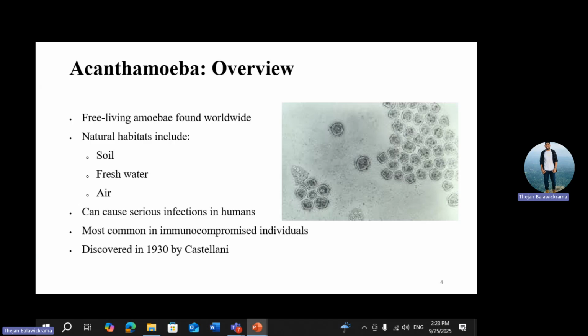Not only humans, basically humans, we are mammals, coming under the category mammals. Not only humans, but other mammals are also affected the same way, like cats and dogs, right? So in terms of humans, it can cause serious infections. It was found for the first time in the 1930s. That means that's a long time before.